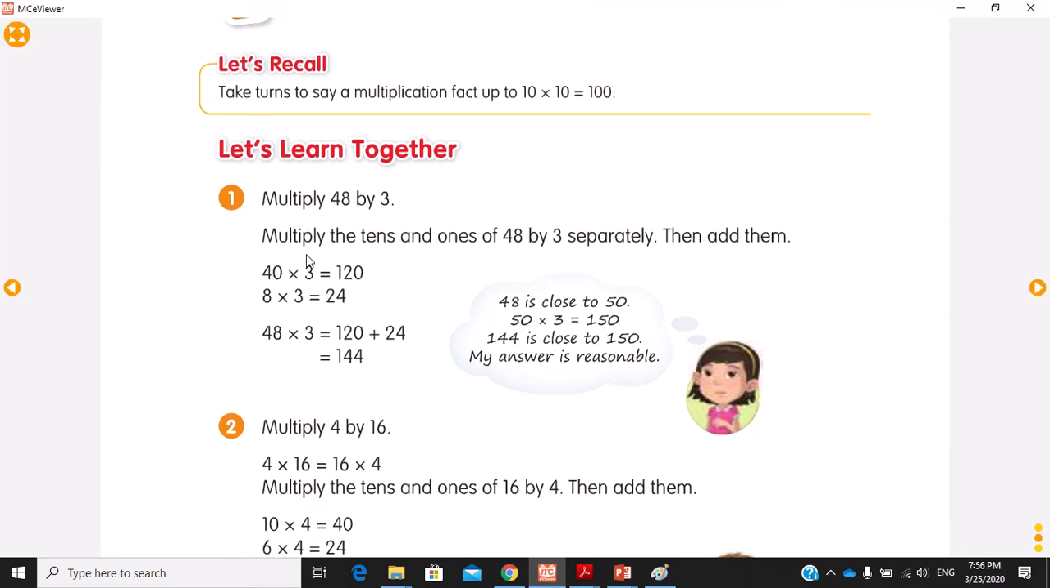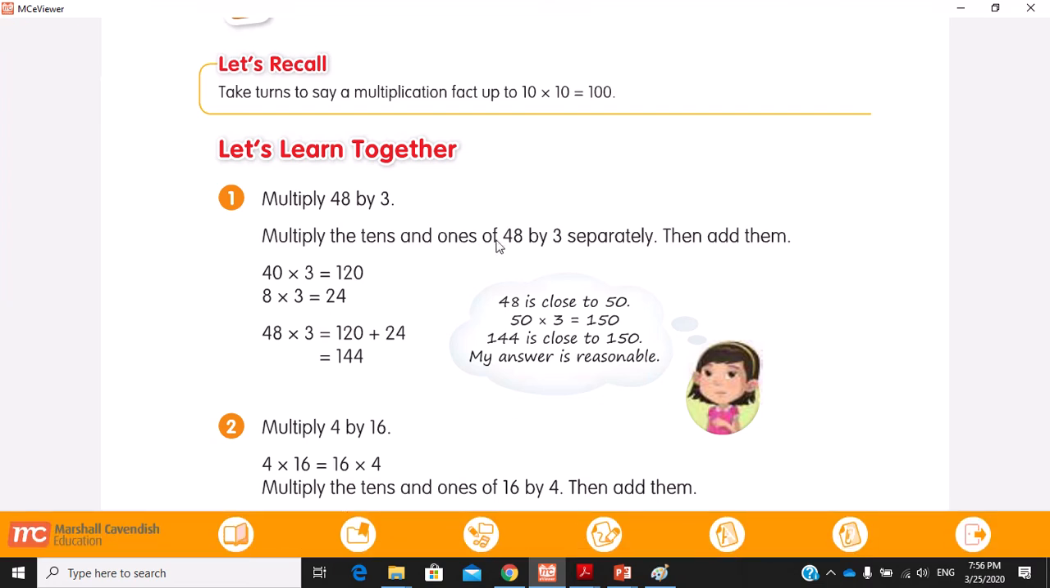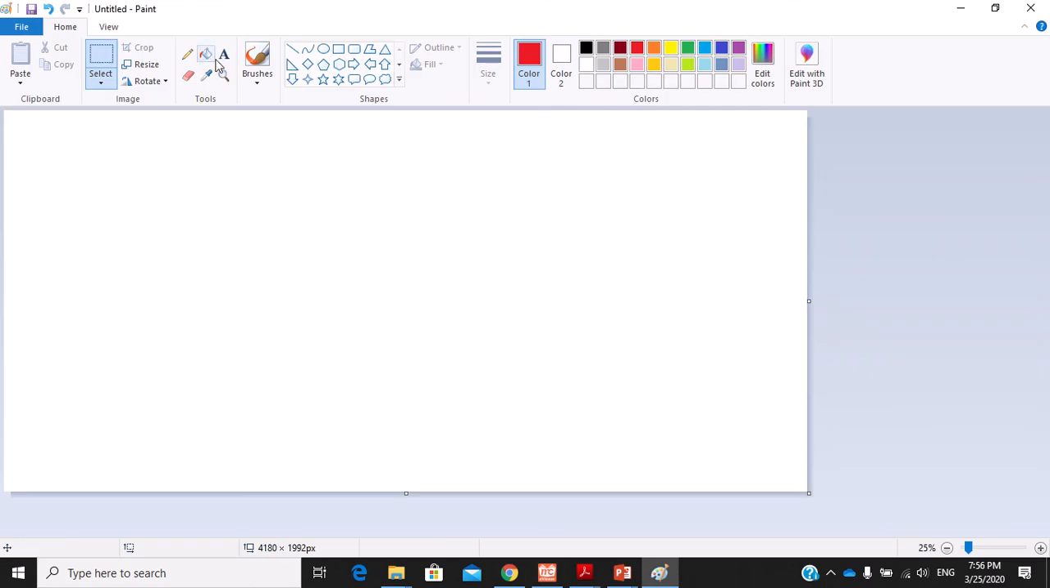What does it mean here? Look at what they're telling us. Let's try to do the example together. When we do 48 times 3, we can separate the 4 by itself from the 8. Let's work it out all together. So, for example, we have the number 48 times 3 equals. So I could possibly take the number 40 from here and put it down here.